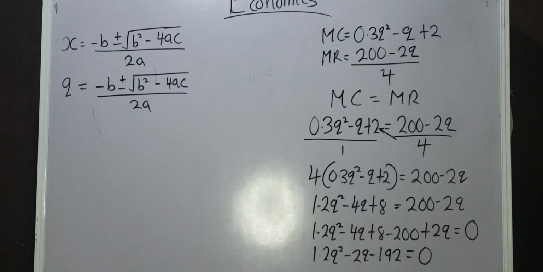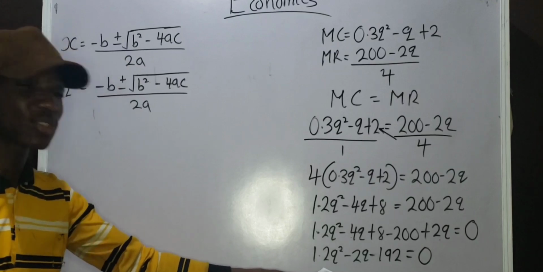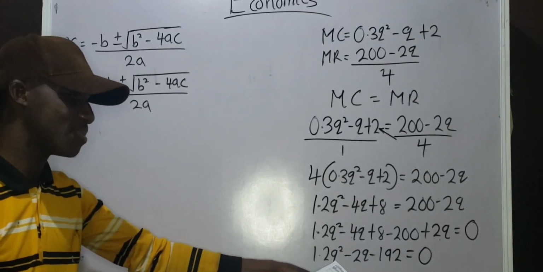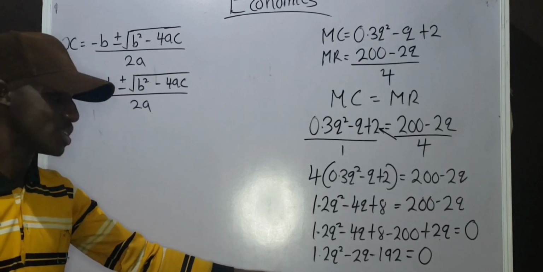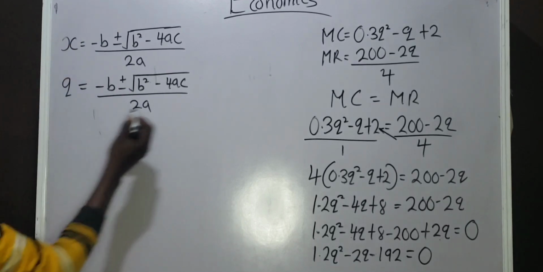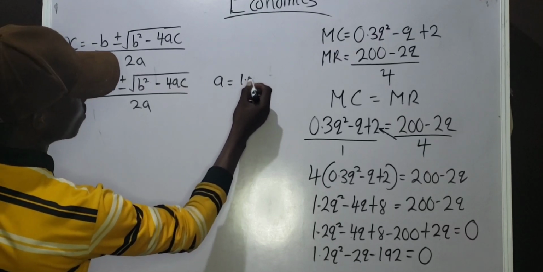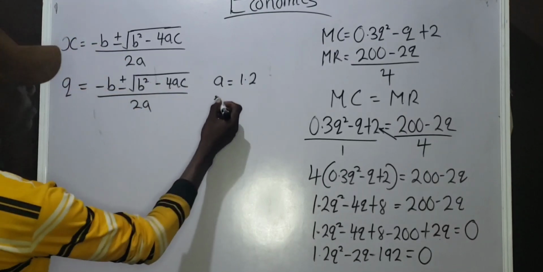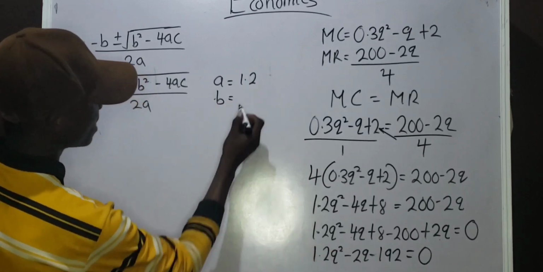So now, a is the coefficient of x squared. Okay, the coefficient of q squared. I forgot that the parameter we are looking for is not x. We want to determine the value of q. So the coefficient of q squared is a. That means a is what? 1.2. Okay? A is 1.2. And the coefficient of q is b. So b is what? Negative 2.